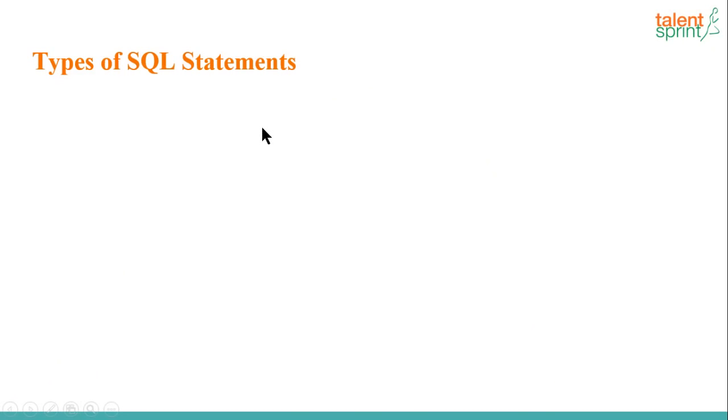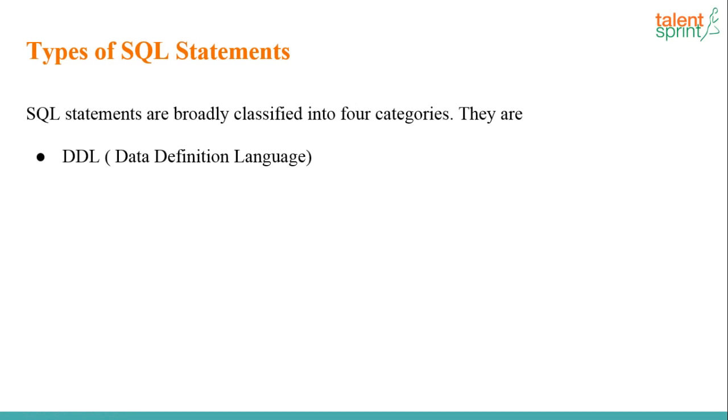Okay. So next up, we have discussed ACID properties. Now we will talk about types of SQL statements. Okay. So SQL statements are broadly classified into 4 categories. Shravani says, please explain once again ACID properties.